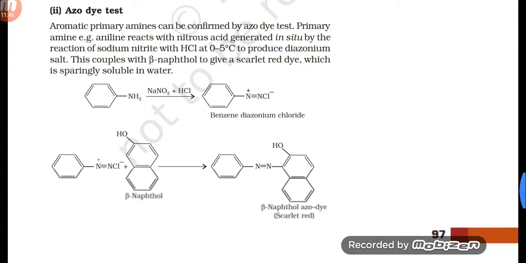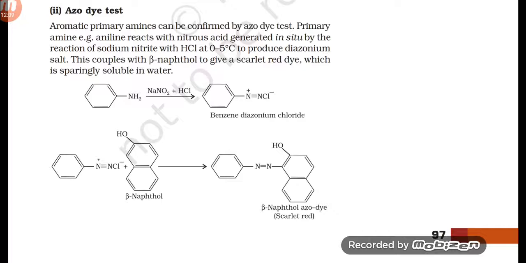This one is the reaction in which we have a primary amine. Basically, we have aniline and we are reacting it with nitrous acid, NaNO2, which is generated in situ by the reaction of sodium nitrite and HCl. This couples with beta-naphthol to give a scarlet red dye.